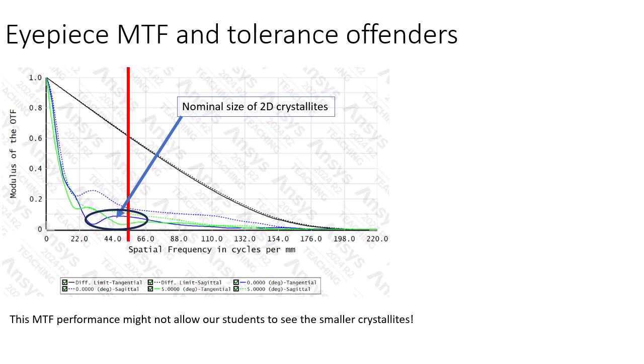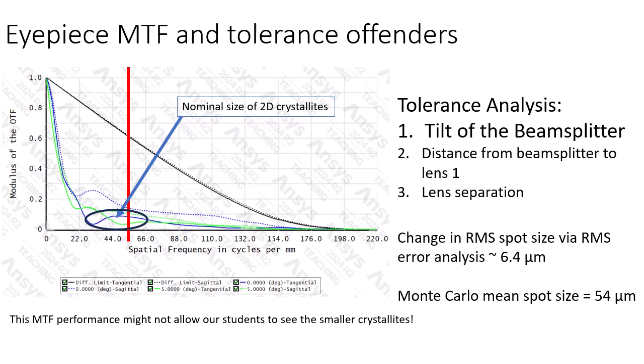And I don't really know what I need in terms of this, right? Because this hasn't really been done before. But for tolerance analysis, the biggest culprit was the tilt of the beam splitter. Then following that was the distance from the beam splitter to lens 1, so it's going to be the rightmost lens, and then was the lens separation. And all of these, at maximum, resulted in an RMS spot size variation of up to 6.4 microns, fairly large, but I think overall still kind of within our means. And the Monte Carlo mean spot size was about 54 microns, so I think we're still all right there.